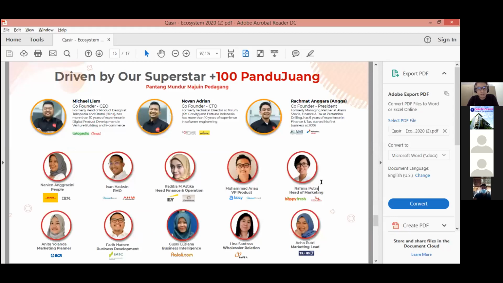This is our team. We started in 2015, starting from 2 people, Novan and me, and now we have more than 120 of our Pandu Juang. Pandu Juang is an acronym of Pantang Mundur Majuin Pedagang, or in English, never give up to help the SME. So we have a team from many different backgrounds that we believe can help grow Kasir to be a better company that can help more users, more MSME.